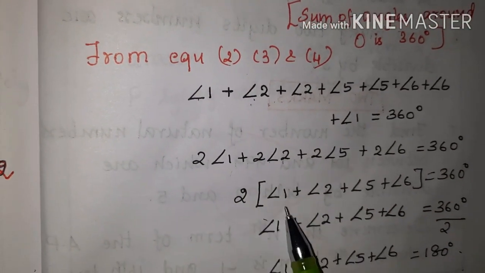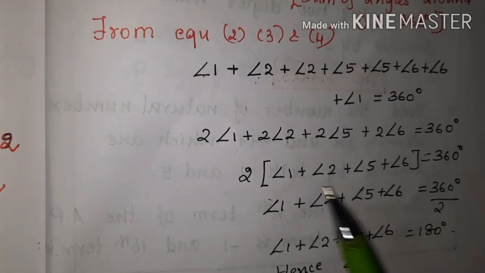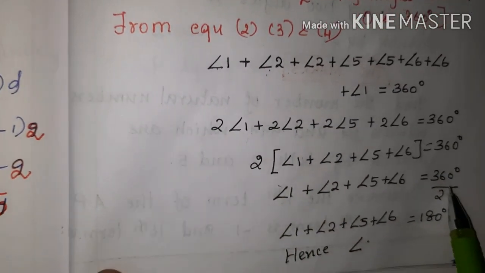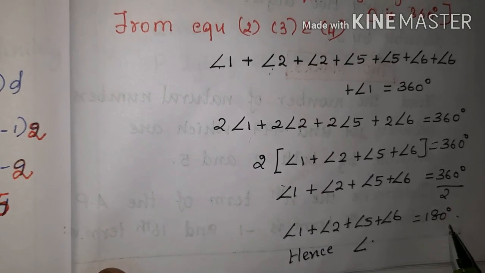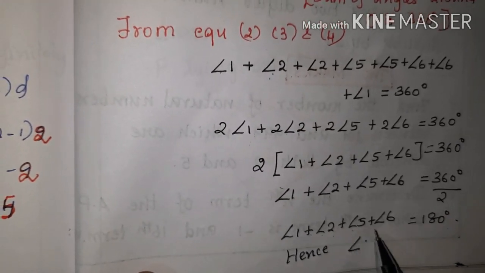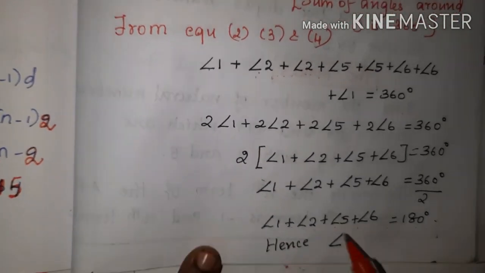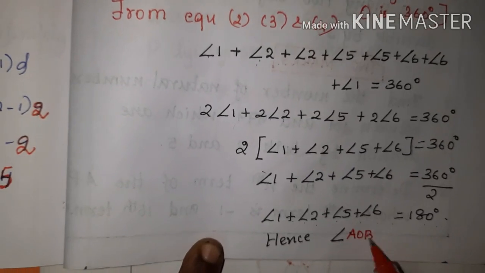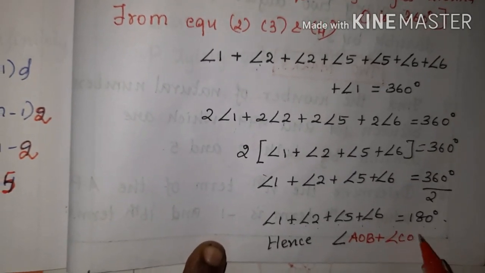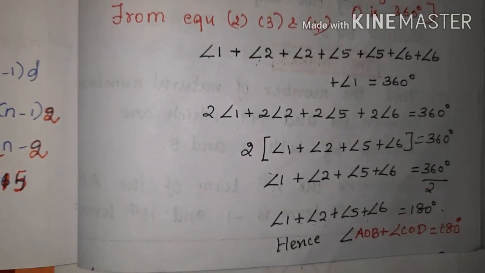You can take 2 common out so that you get all these angles inside, left out, and that is equal to 360. This 2, when it goes there, it divides 360 degrees, you get 180 degrees. So finally you get angle 1 plus angle 2 plus angle 5 plus angle 6 is equal to 180 degrees, and hence that is nothing but angle AOB plus angle COD equal to 180 degrees. So the first part is being proved over here.